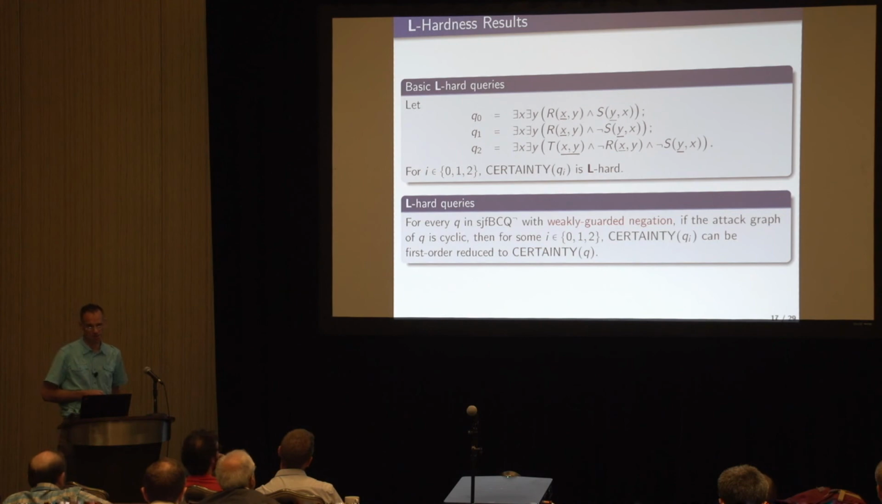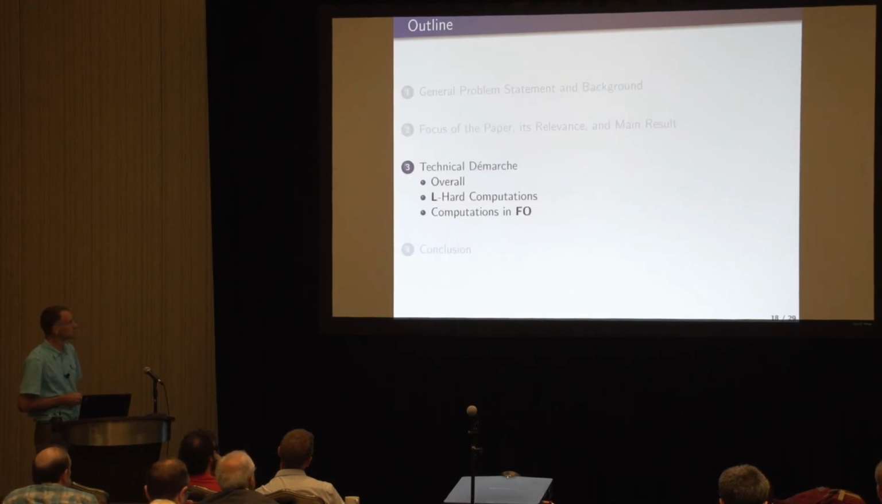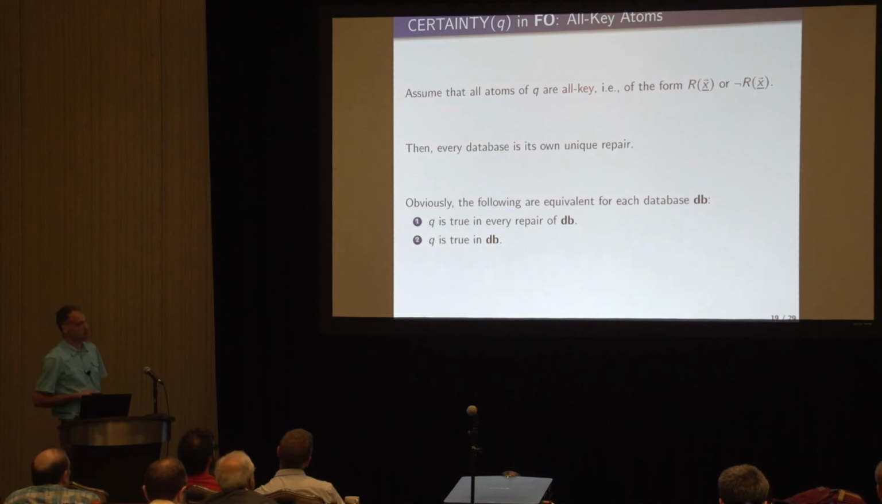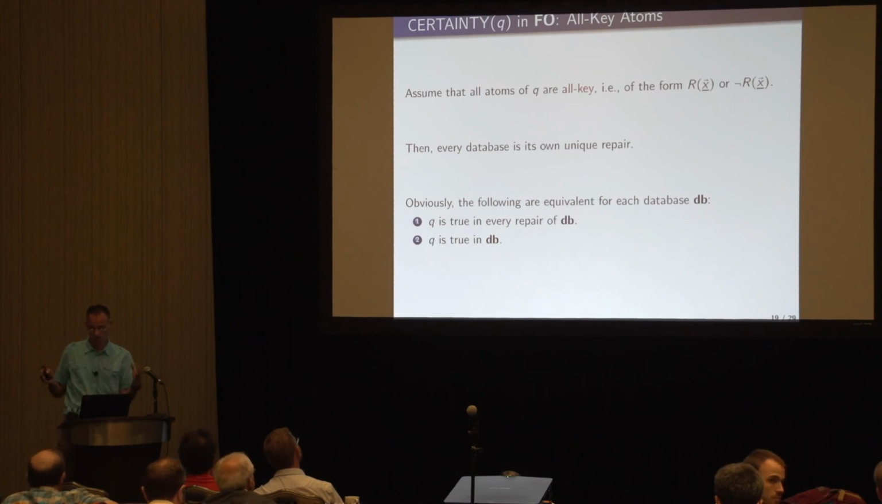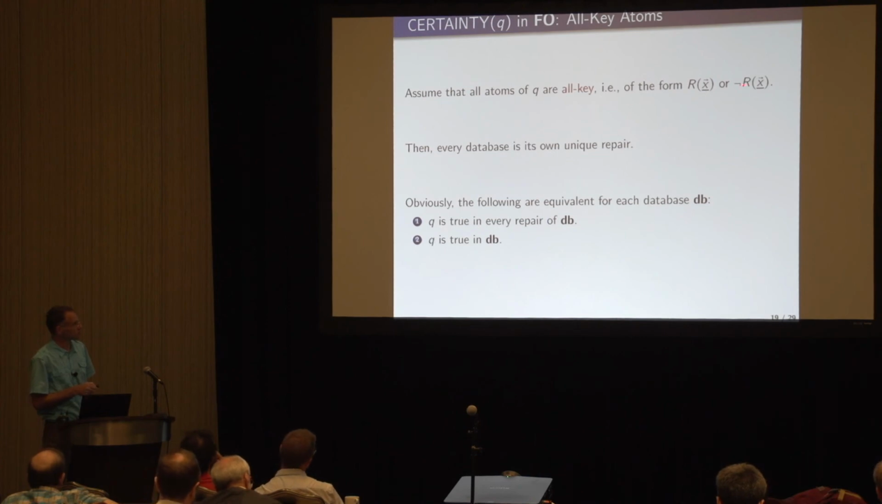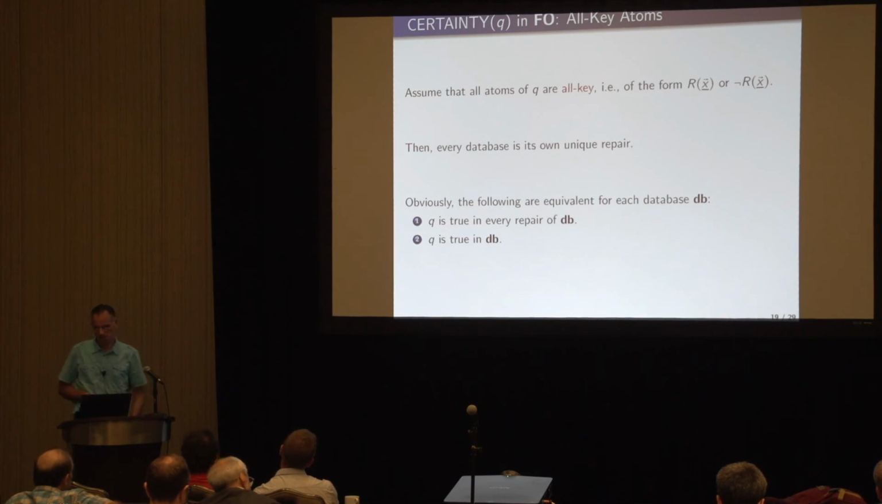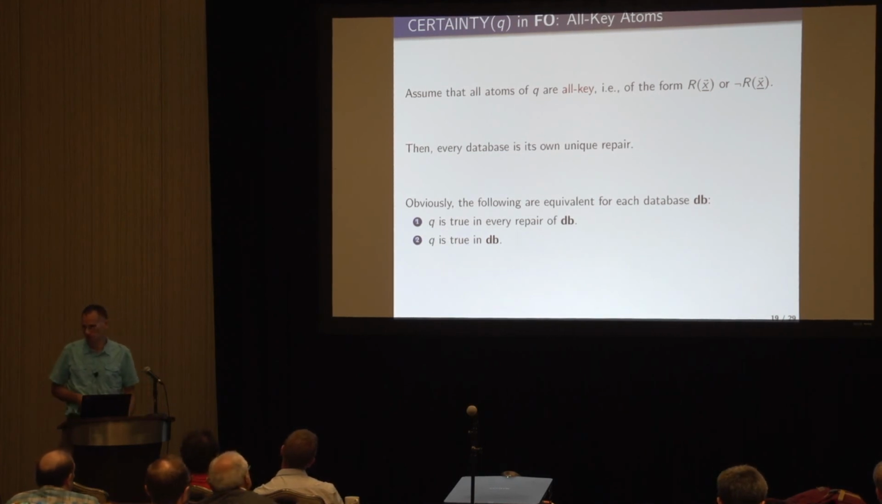So how do we get first order rewritability? I go here in a number of steps. So first, take the easiest case where all the relations are all-key. By all-key, we mean that the primary key contains all the attributes of the relation. Then it's clear that the database is its own unique repair. There's only one repair. And then it's obvious that testing whether the query Q is true in every repair is just testing whether the query Q is true on the original database. So that's really the trivial case, right?